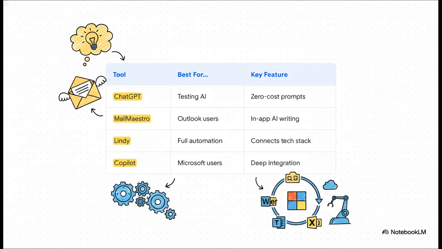If you live in Outlook and want a boost, MailMaestro is your guy. Ready to go full automation across all your apps? You gotta look at Lindy. And finally, if your whole world is Microsoft 365, Copilot is the no-brainer, deeply integrated solution.